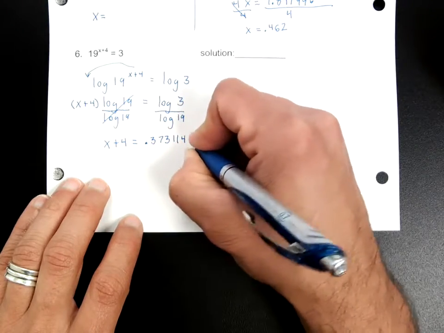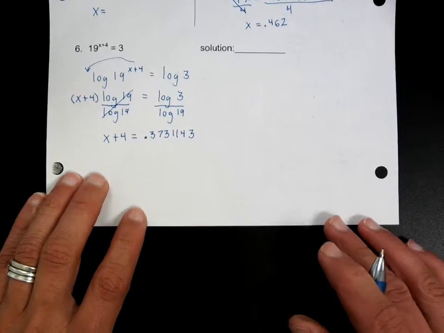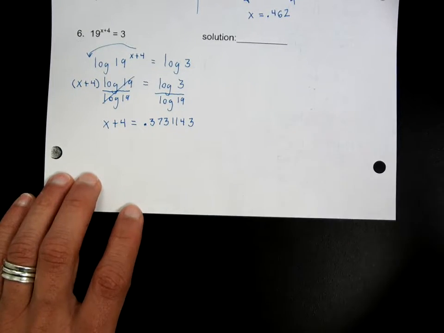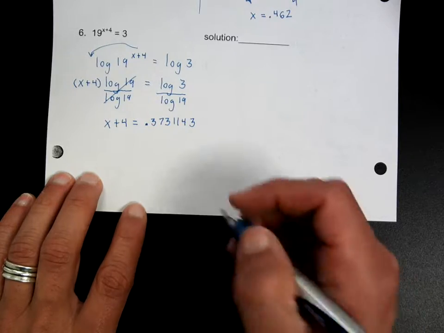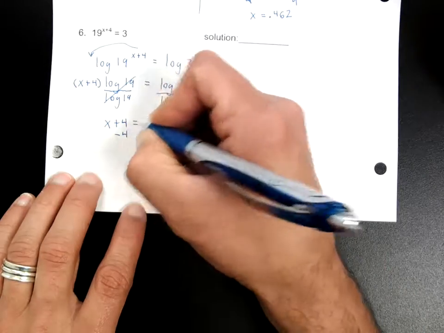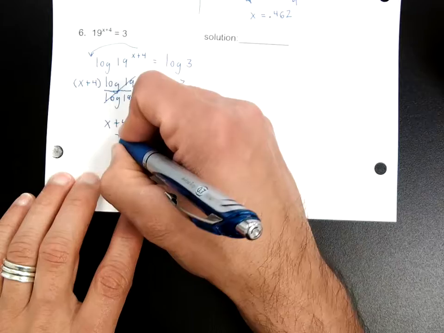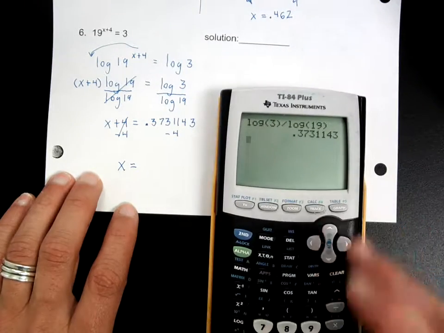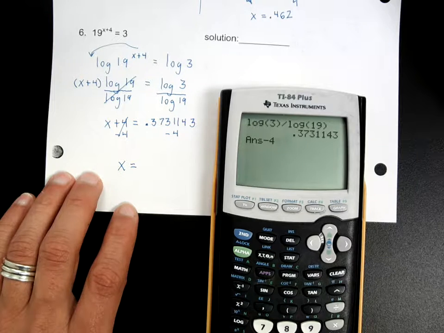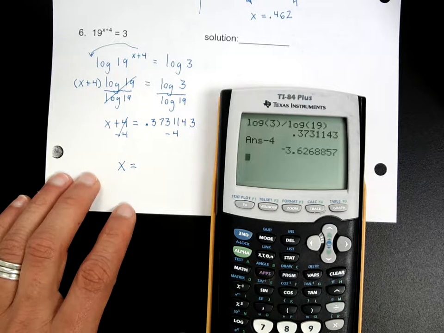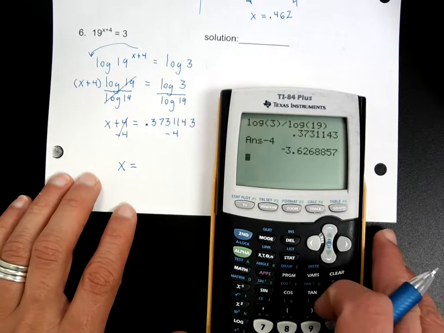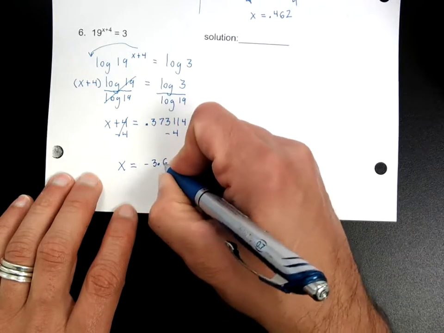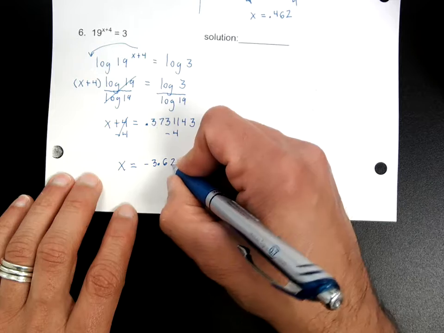And I normally don't like to round until I get to the very end. So anyway, what's the last step then? We're going to subtract 4 from each side, and that's going to give you my solution. Now, I do have a calculator, which is good, because I don't really want to do that by hand. If I subtract 4, I get negative 3.627.